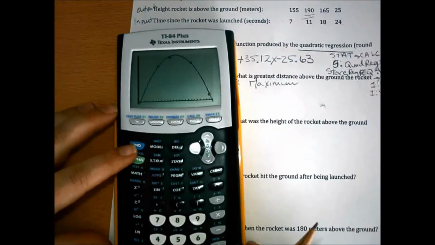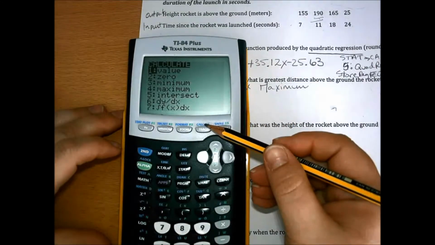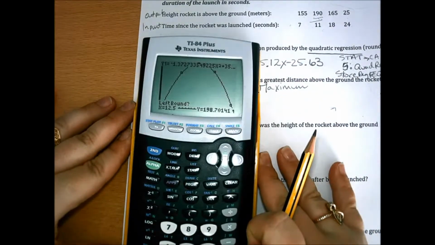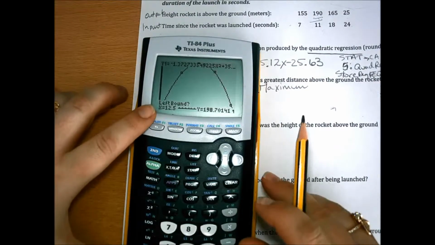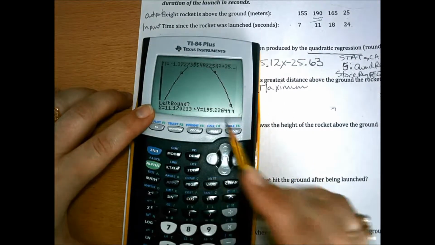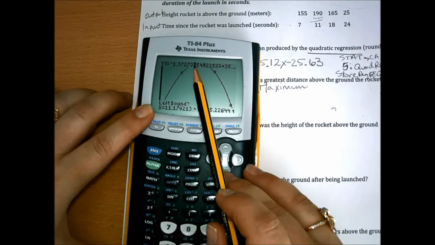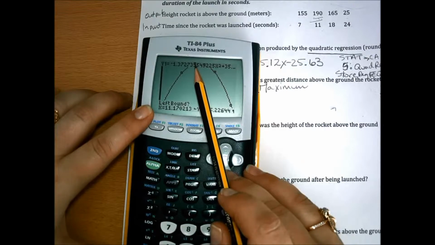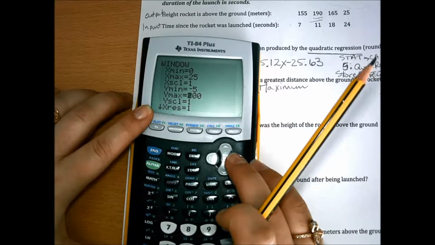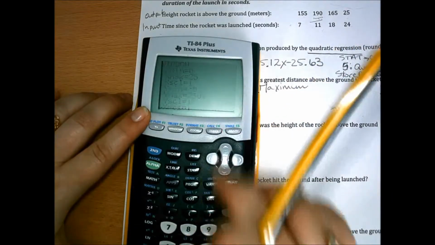So you're going to go to second trace, which is going to give you the blue calculate menu. You're going to go down to maximum, and then it's going to ask for a left bound. Now, the left bound is going to be to the left of the highest thing, and you can just see the cursor flashing right above there. If you want to, you can go to your window, I'm sorry, I'm shouting, and increase the Y max.